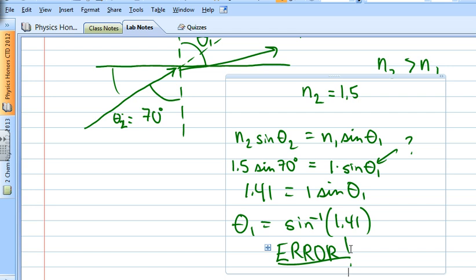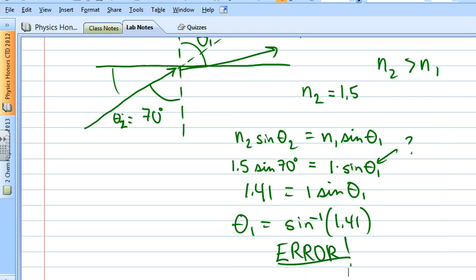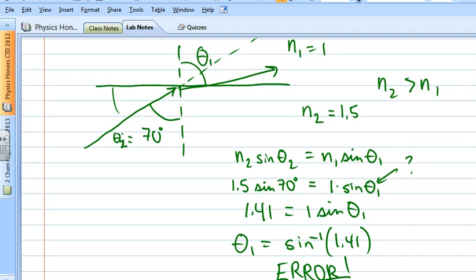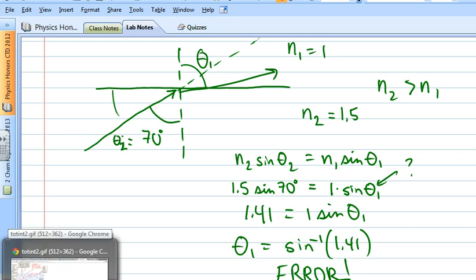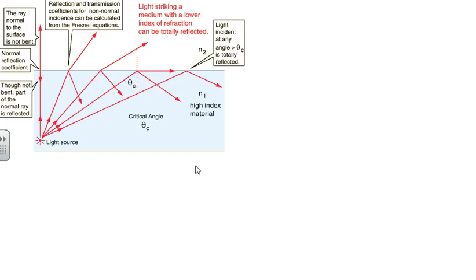Well, it turns out that if you have a ray of light which is in a dense medium trying to escape, and it's coming in at too shallow an angle, it won't escape. The math just doesn't allow it. And what happens is total internal reflection.